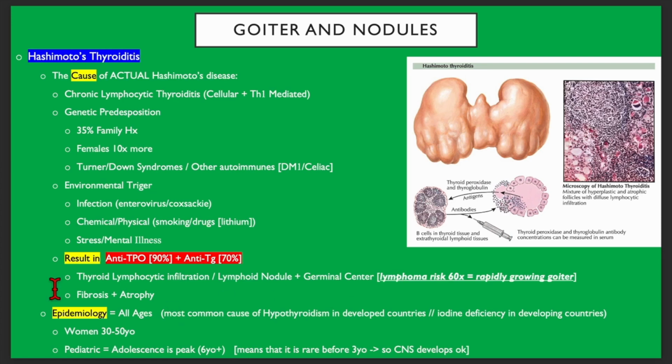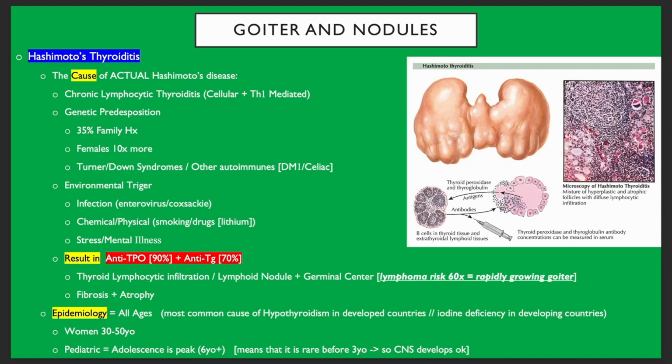Epidemiology, so it's the most common cause of hypothyroidism in developed countries, as well as the most common cause of goiter. In developing countries it is iodine deficiency. So for Hashimoto in our country, you should know it very well because it's the most common cause of hypothyroidism and goiter. It usually happens in women 30 to 50 years old. In the pediatric population, it happens after 6 years old.